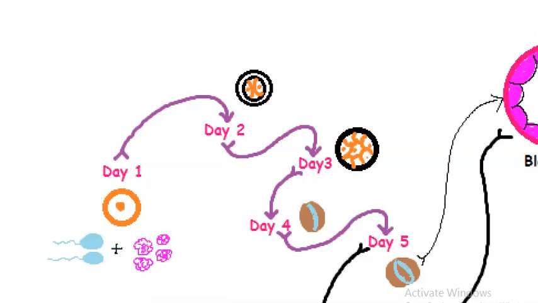Fertilization begins on day 1 when sperm meets an egg, followed by cell division known as cleavage on day 2 to 3, then morula formation on day 4 and blastocyst formation on day 5. Notice that by day 5 the blastocyst is ready for implantation in the uterus.